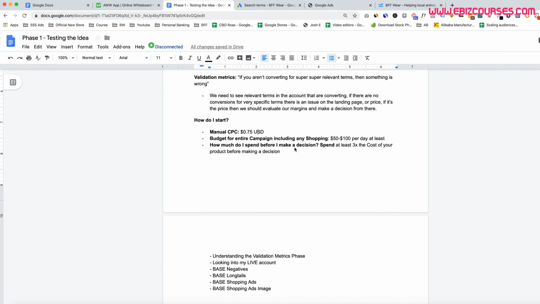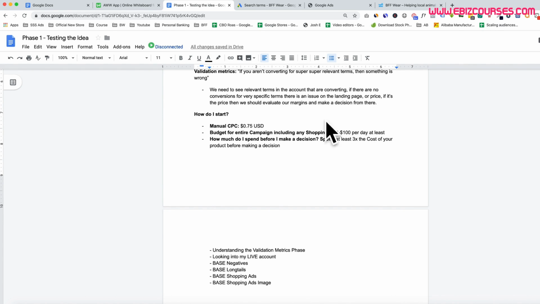I've done that before. And the next thing is the budget. How much should you actually spend overall? Well, I suggest at least giving your campaign the ability to spend $50 to $100 per day overall. That means setting your budget for the campaign to this, and hopefully it will spend at least $50 per day. It just depends on what keywords you picked and how much search volume there is. There are a couple other factors, but giving it the grace of spending this much is what I recommend.